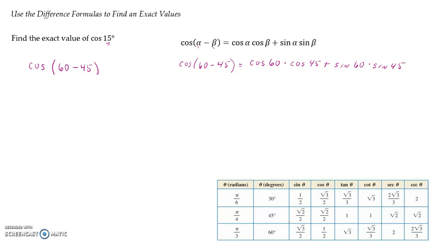Now, when you're working from here and you're going to be substituting, you can pick some of these values off the chart, or if you want to use your calculator. I want to replace cosine of 60 degrees with an exact value. So if we take a look down here at our chart, cosine of 60 degrees is going to be the same thing as 1/2.